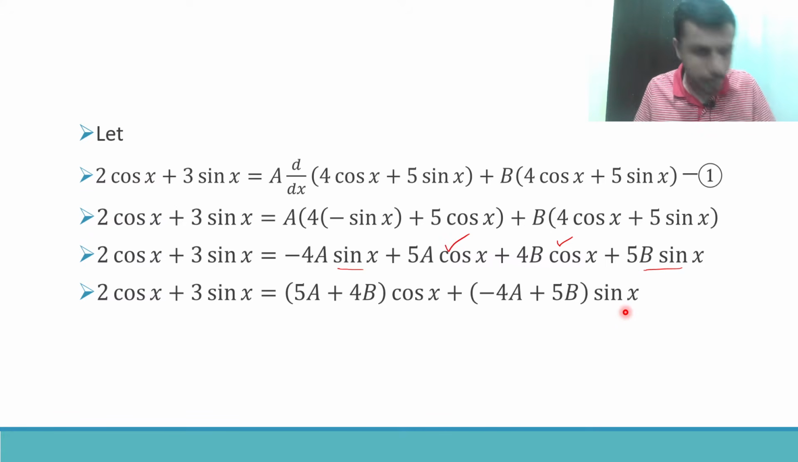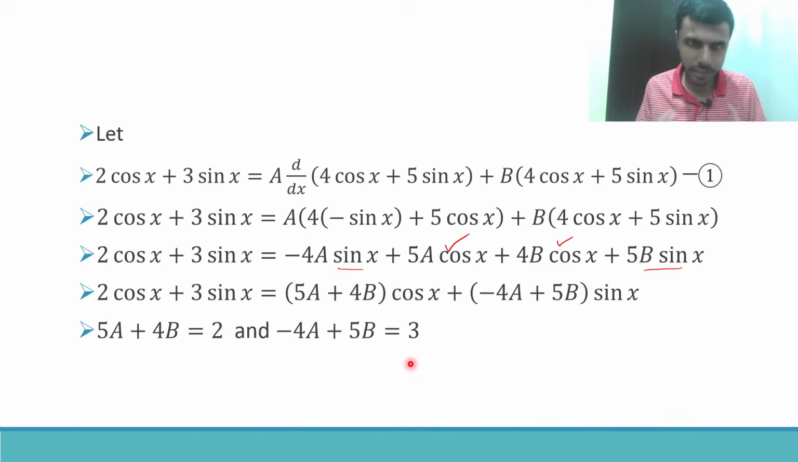Now what we are going to do is compare the coefficients of cos x and sin x. Fine. If you see, beside cos x I have 5a plus 4b. Here beside cos x I have 2. Therefore 5a plus 4b is nothing but 2. Okay. Next, beside sin x I have minus 4a plus 5b, and beside sin x I have here 3. So these are the two things which I got. Fine. Now just basic simplification.